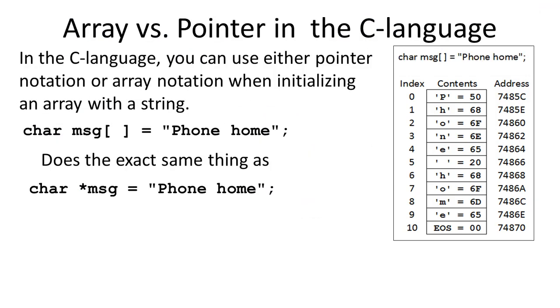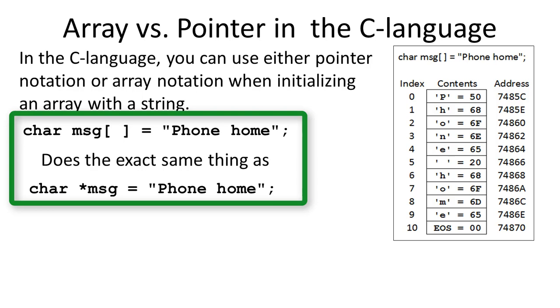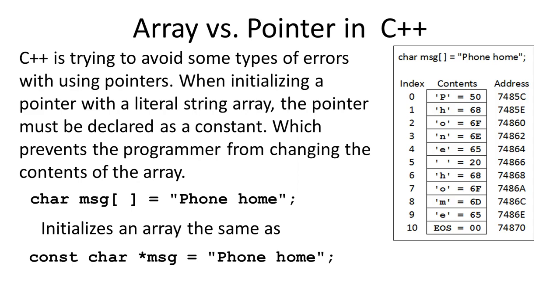In the C language, you can use either pointer notation or array notation when initializing an array with a string. Character MSG array equals quote, phone home, quote, semicolon, does the exact same thing as character star MSG equals, quote, phone home, quote, semicolon. C++ is trying to avoid some types of errors with using pointers.